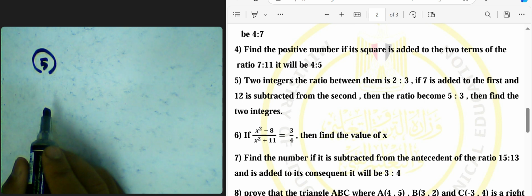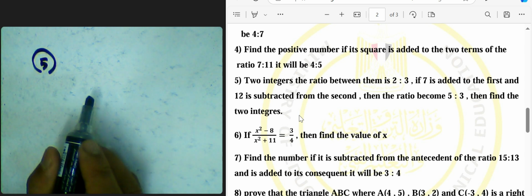Two integers, the ratio between them is 2 to 3. If 7 is added to the first and 12 is subtracted from the second, then the ratio becomes 5 to 3. Then find the two integers. Okay. In this example, we have two ratios, 2 to 3, for the first and second.